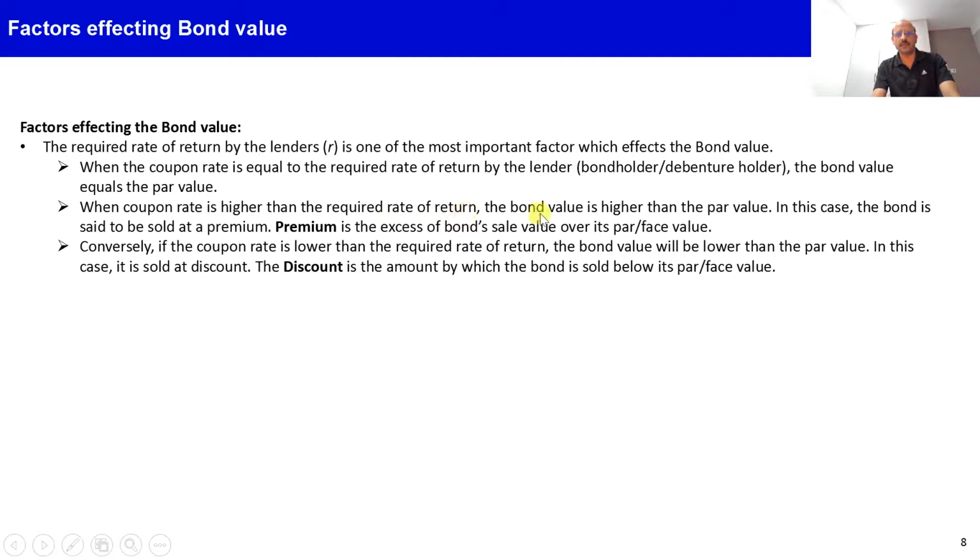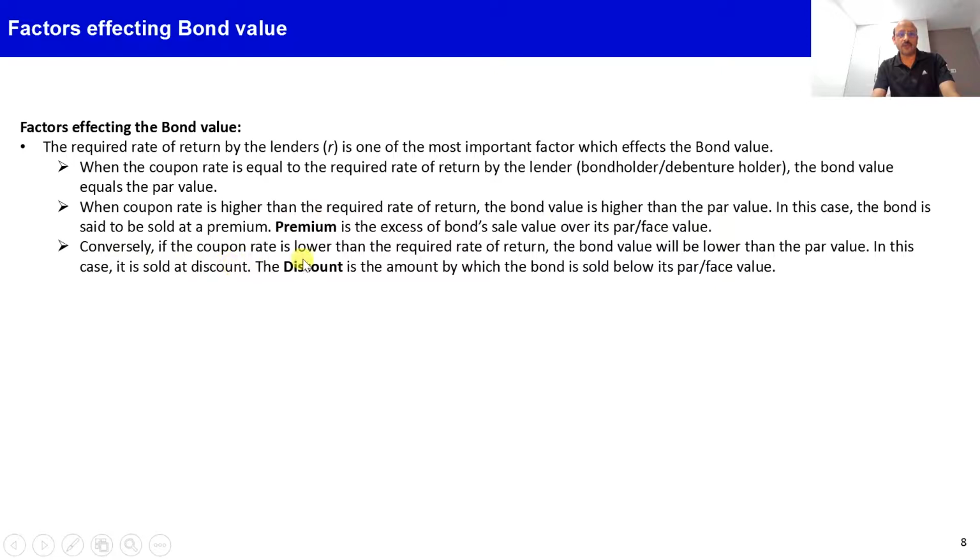So basically the borrower is paying higher than your required rate of return. In that case, the investors will be willing to pay some premium on the face value of the bond. So that's why the bond value will be higher than the par value, and that difference between the face value and the bond value, which is the purchase price, is called premium.